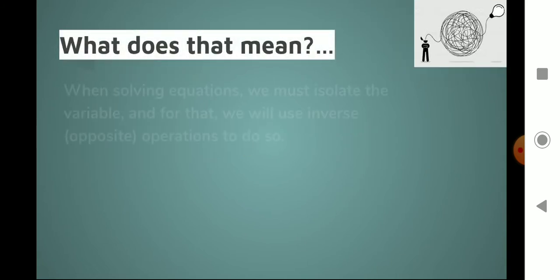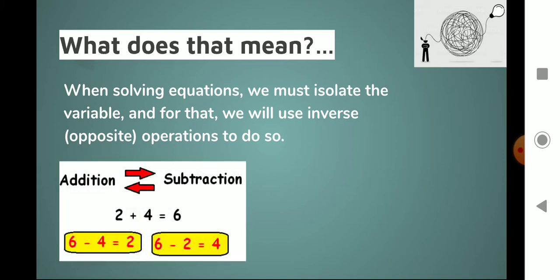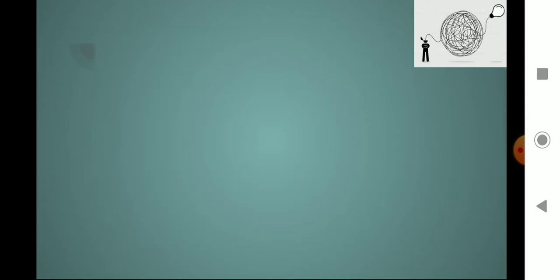What does that mean? When solving equations, we must isolate the variable, and for that, we will use inverse or opposite operations to do so. The opposite operation of addition is subtraction. The opposite operation of multiplication is division.